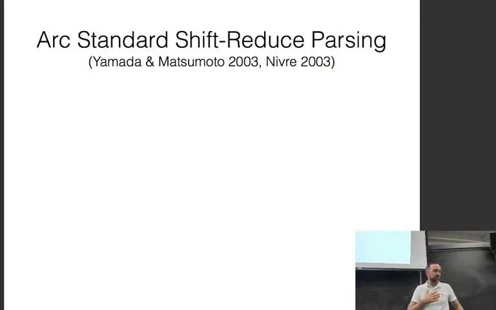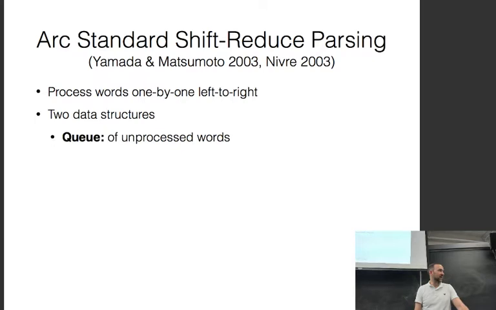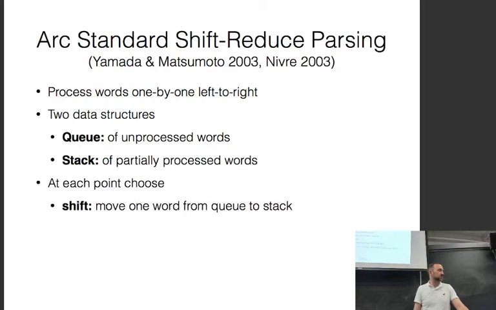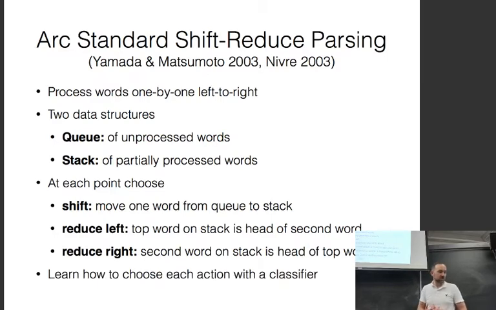So arc-standard shift-reduce parsing is where you process words one by one, left to right. This is just review. We have the queue or the buffer, and the stack. At each point, choose a shift, a reduce left, or a reduce right. And we learn how to choose each action with a classifier. So we can get a tree like this. The nice thing about this method is that this is just a classification problem, like all the other problems that we did before. We know how to make good classifiers.